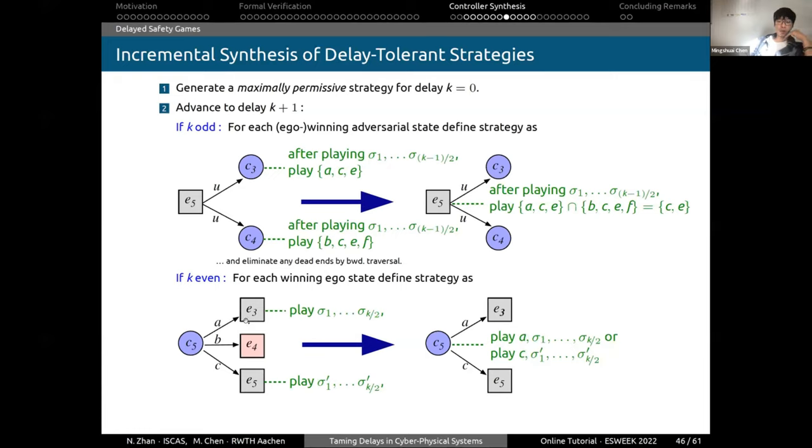But the only thing we need to do for the rest is to append the history, or append the memory, into the strategy. That means if we decided to choose A here, then we can only play the strategy for E3, and the similar thing holds for the lower transition. So the resulting strategy for delay k plus one would be A followed by the strategy for delay k, or C followed by the strategy for delay k. That is the general idea of how you can utilize the information already encoded in the strategy for delay k. And now you can repeat the whole process until you can prove either a loss or you get a winning strategy.